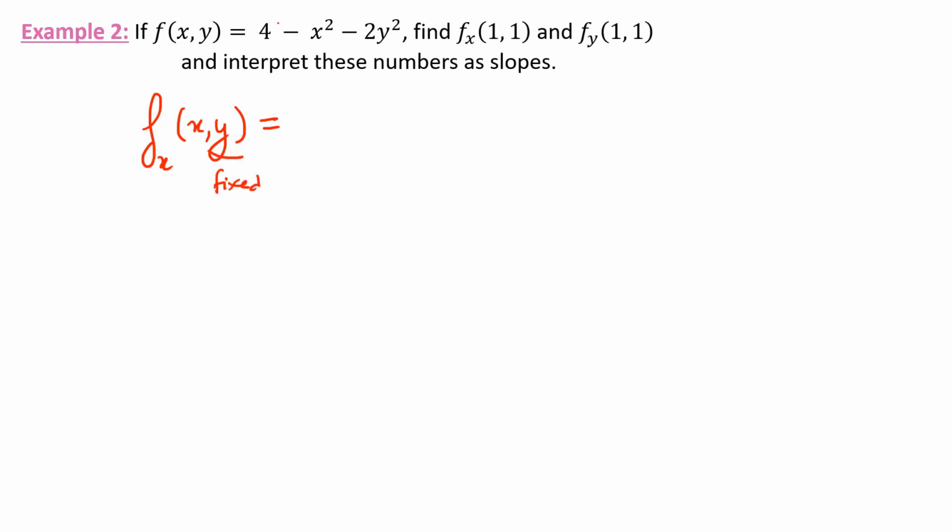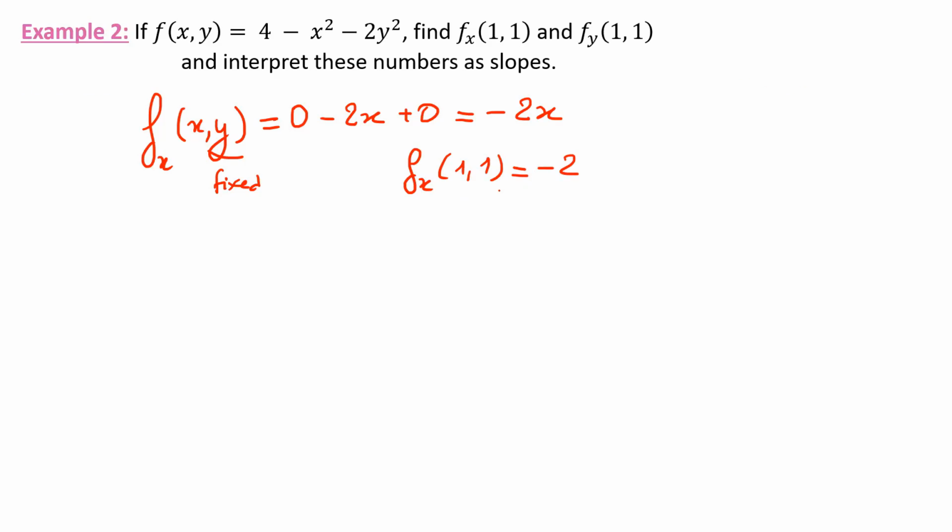X varies. So what is the derivative of 4 with respect to x? There is no x, so 0. What is the derivative of x minus x squared with respect to x? This is minus 2x. And the derivative of minus 2y squared with respect to x is 0. So here fx is minus 2x. fx evaluated at (1, 1) equals negative 2.